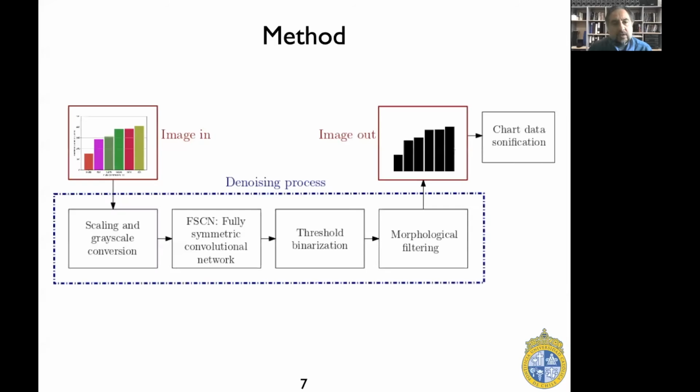So our method could be summarized in this flowchart, where we take an image, which, as I said, is already a bar or a line chart. Then we scale it and convert it to grayscale. Then we apply the neural network, and the neural network will produce, after training, the denoised image. So it's an image that contains mostly the data without the rest of the information that I told you before. Then we apply some threshold binarization and morphological filtering to get an image like you see on the right, where you have only the bars in this case. And then we apply the sonification so we can directly sonify the pixel information of that particular chart.